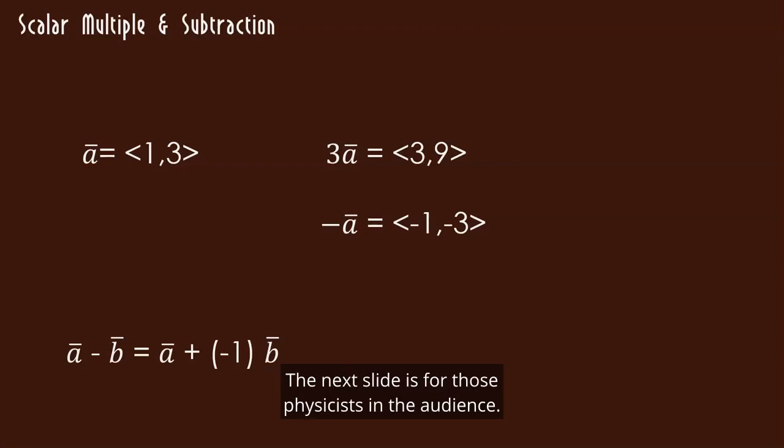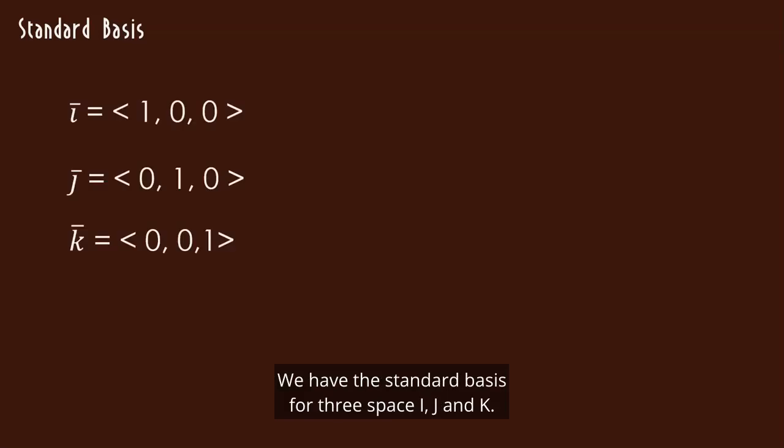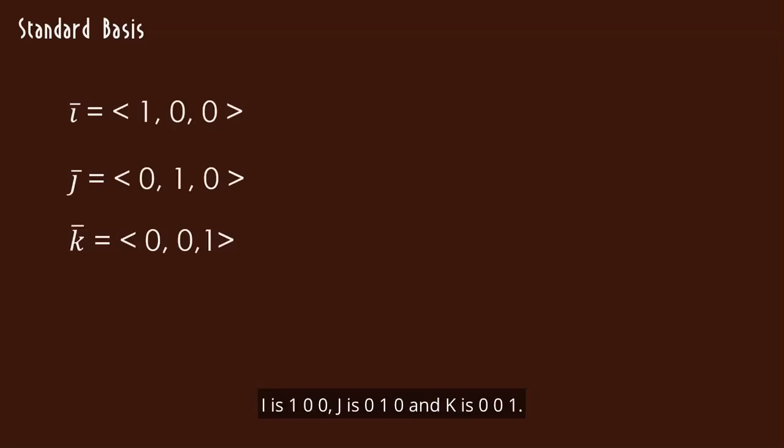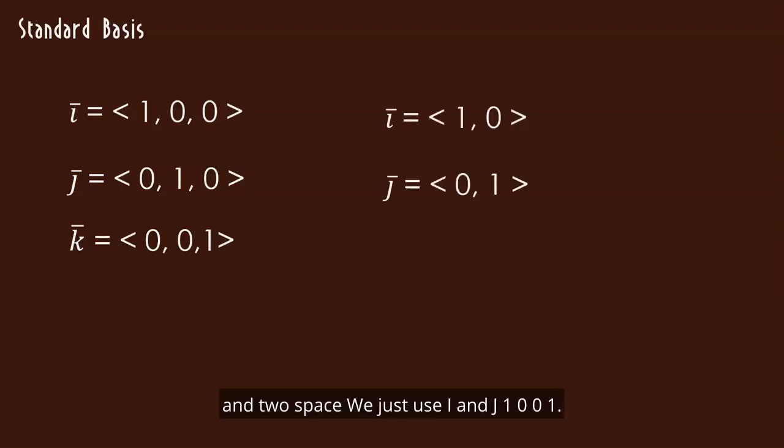The next slide is for those physicists in the audience. We have what's called a standard basis. And for physicists and some mathematicians who are more applied than I am, we have the standard basis for 3-space: i, j, and k. i is <1, 0, 0>, j is <0, 1, 0>, and k is <0, 0, 1>. This just represents the x, y, z axes. In 2-space, we just use i and j, <1, 0> and <0, 1>.